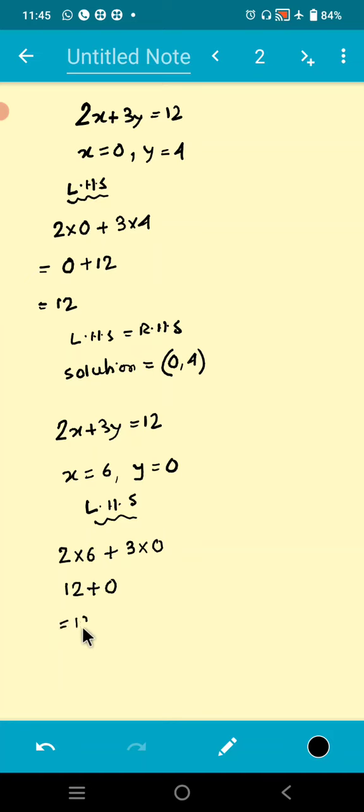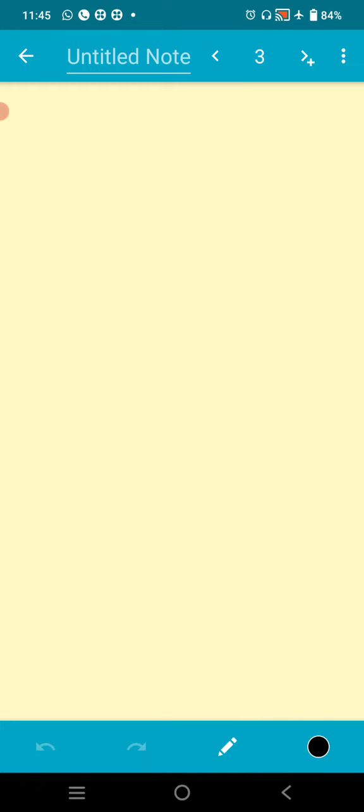So it will give you 12. So again it is LHS equals to RHS, isn't it? So the solution will look like (6, 0). Fine. So there are infinitely many solutions for a linear equation in two variables. Always remember, there are many other values of x and y which will satisfy this equation. Okay. So what is the statement that we should write?